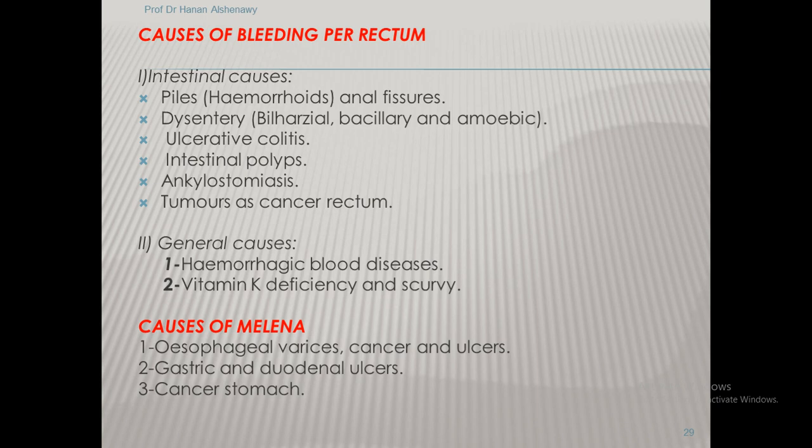Now, what are the causes of melena? Melena means passage of digested blood. Usually digested blood is due to causes above the second part of the duodenum. Any cause above the second part of the duodenum may cause melena. Esophageal varices, gastric, you know, it's upper level. Gastric and duodenal ulcers, and cancer stomach.